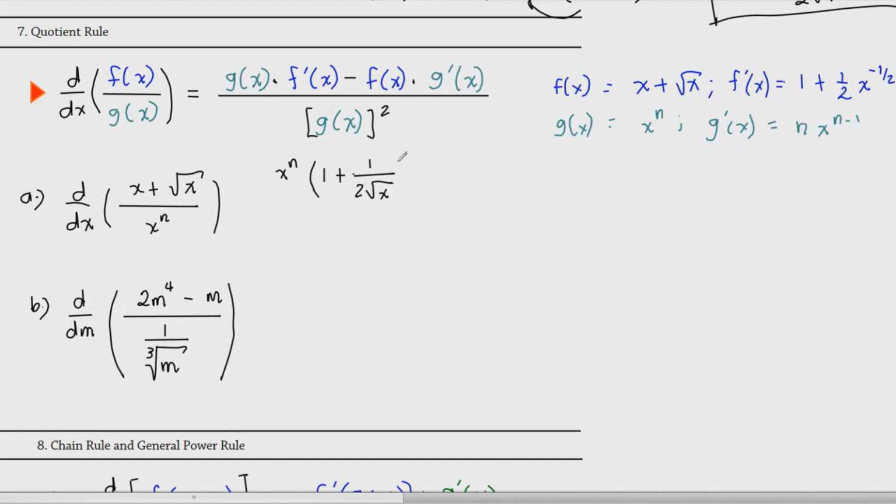Well, sometimes you can also do rationalizing, but in this case I won't be doing it. Then minus, so we have f of x, that is x plus square root of x, and then we need to multiply this with the derivative of the denominator, that is nx raised to n minus 1, then divide this all by the square of the denominator. So we have x to the n being the denominator, so squaring it will have it multiplied with 2.